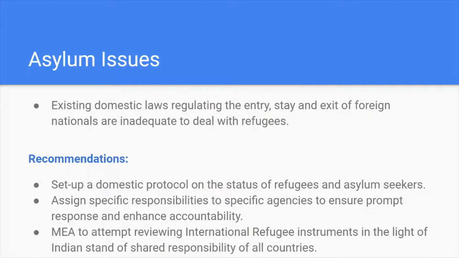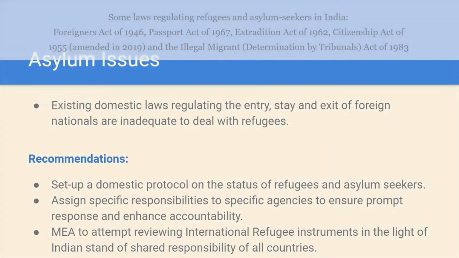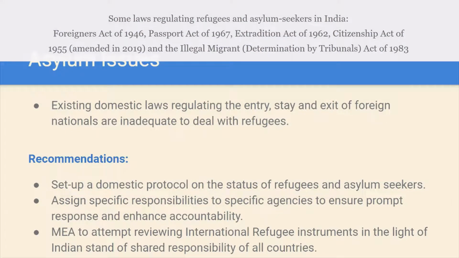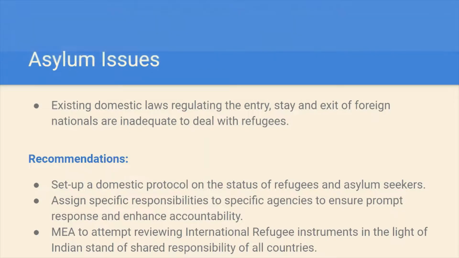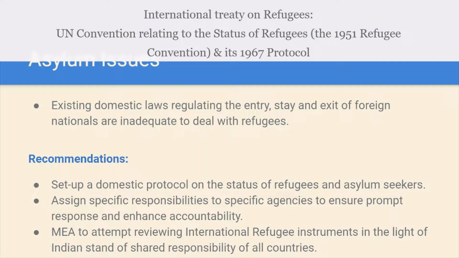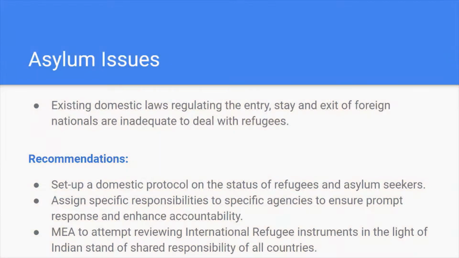We do not have any specific law relating to refugees or asylum seekers. Presently, we are dealing with them under the Foreigners Act 1946, the Passports Act 1967 and other executive rules. At this point, you should also know that globally, refugees are regulated under the United Nations Convention on the Status of Refugees 1951 and its Protocol of 1967. India is not a party to this convention or its protocol.